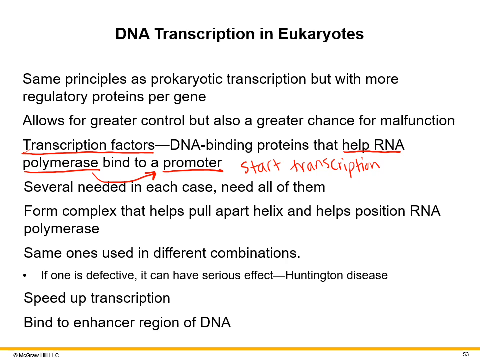Several are needed in each case, and we need all of them. After we form the complex, it helps to pull apart the helix and helps to position the RNA polymerase. The same ones are used in different combinations. If one transcription factor is defective, it can have serious effects, such as Huntington's disease. Transcription factors also speed up transcription and bind to the enhancer region of DNA.